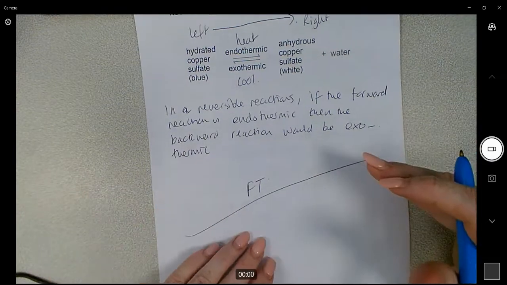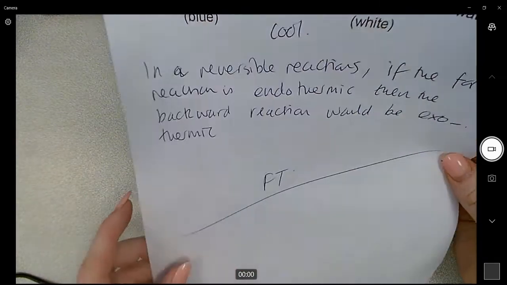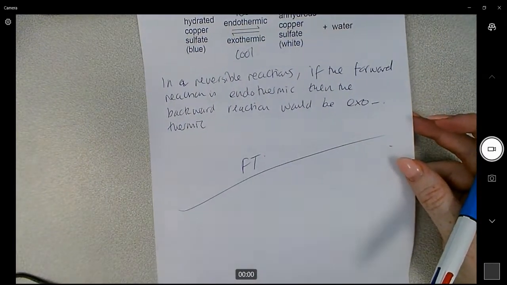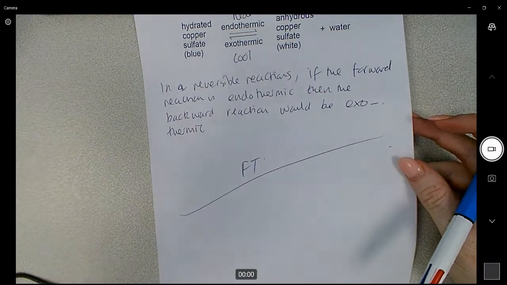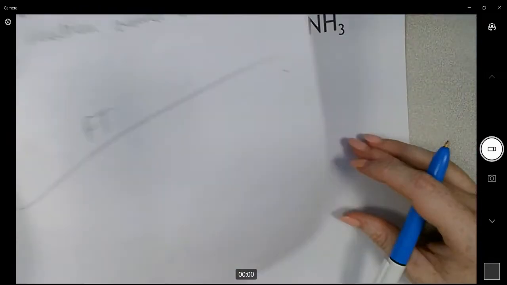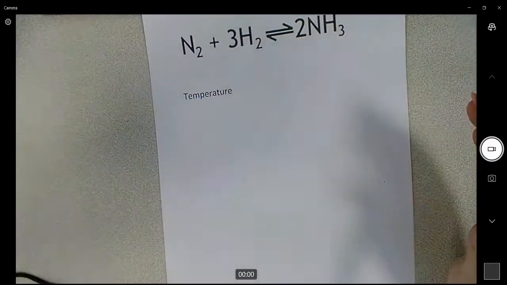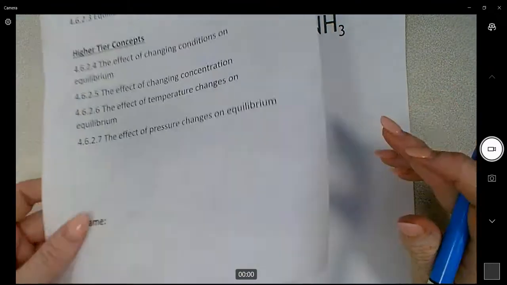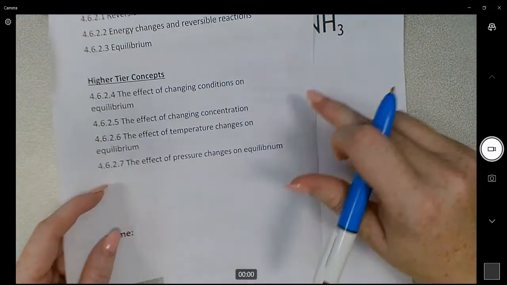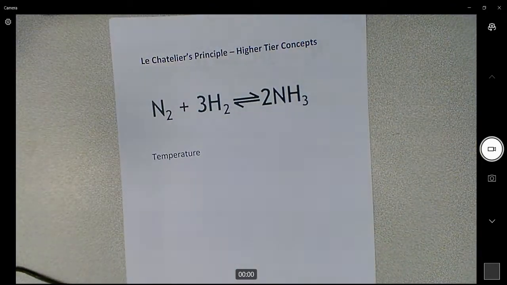If you're higher tier, we're going to continue on to look at the other factors that can affect the equilibrium. So we talked about temperature, pressure, and concentration. We're going to look at each of those in turn. Like I said, foundation tier people, you're all good to go now. We're now going to move on to look at the higher tier concepts, which as you can see are highlighted here. And we're going to begin by looking at temperature.